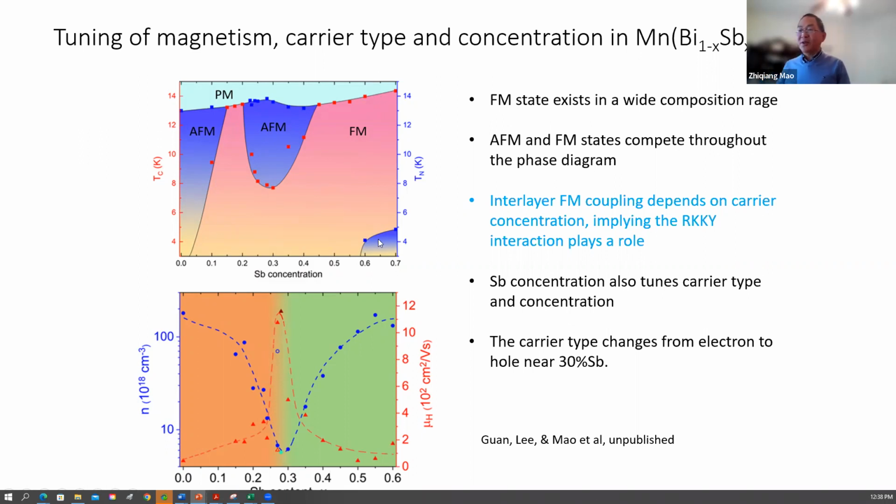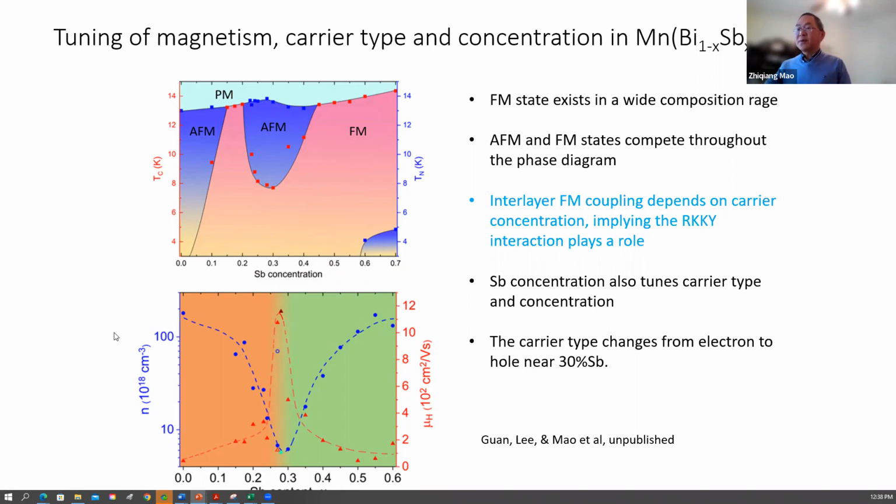That's strange. One interesting phenomenon we observed in this phase diagram is that the interlayer coupling depends on carrier density. The reason we see AFM is that at this concentration, the carrier density is at a minimum. It's 2 orders of magnitude lower than that of the parent compound. So it looks like interlayer ferromagnetic coupling requires a certain level of carrier density, meaning the ferromagnetic coupling may be mediated by RKKY interaction.